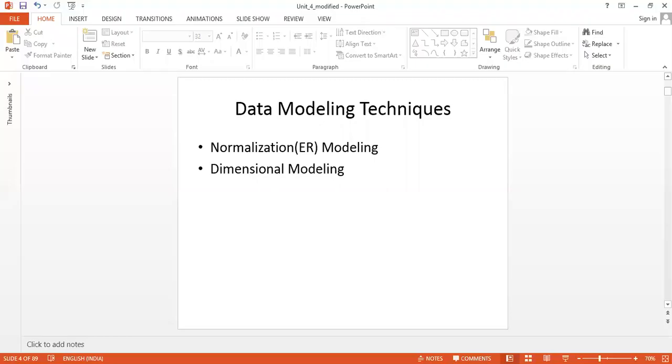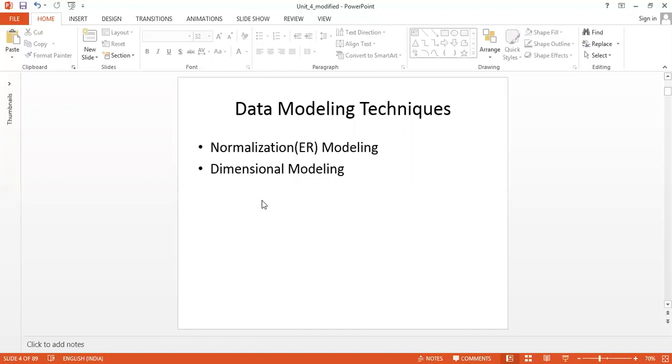Now the next topic that we have is data modeling techniques. In that we have two types, that is normalization ER modeling and dimensional modeling. So what is normalization ER modeling? Normalization of data is organization of the data into the database, organizing it in a proper format in the form of tables so that we are able to remove the redundant data. That is, we are able to remove the useless data.